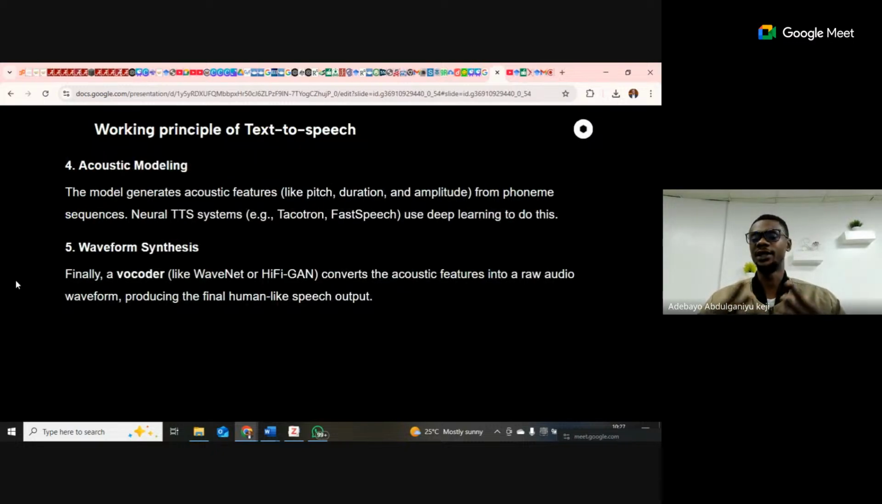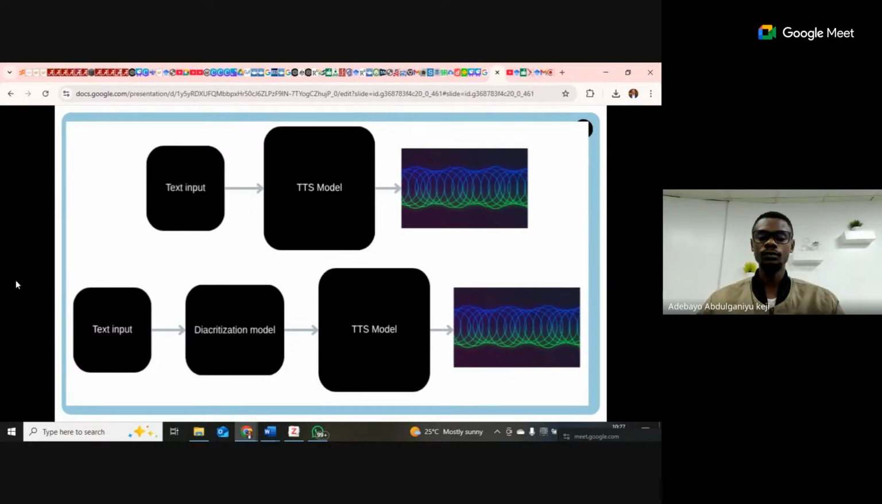Then the acoustic model generates some acoustic features. From here, since we are trying to convert our text to speech, we need some kind of acoustic features that work with deep neural networks to successfully convert our text. So finally, we have a vocoder, which is going to give back our raw audio. So this is just a simple block diagram of what has been used before now.